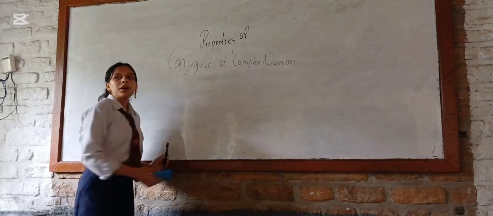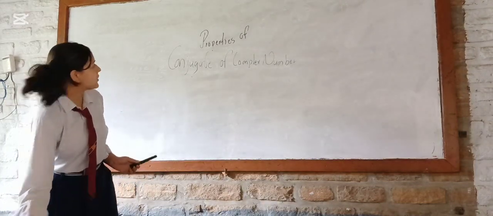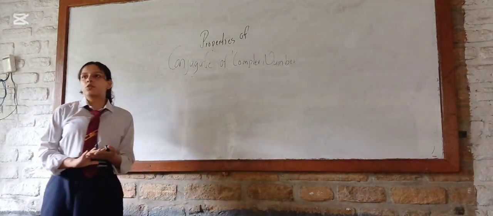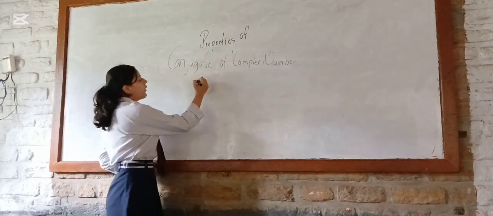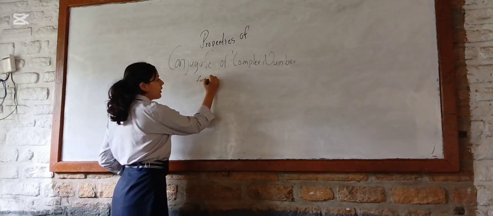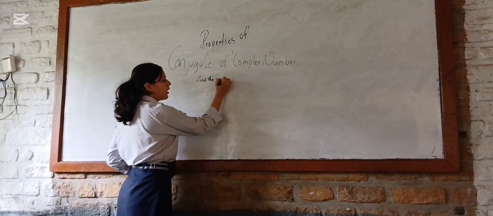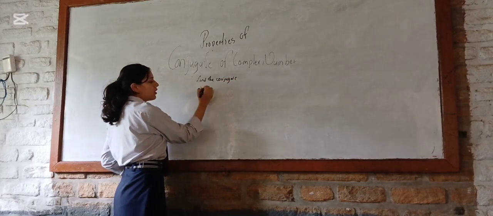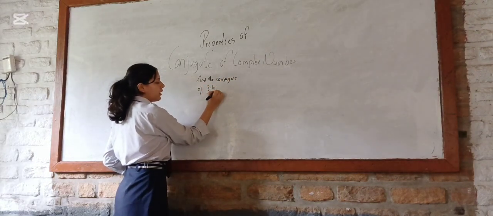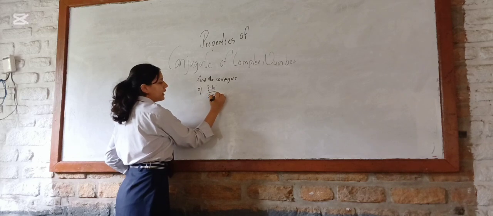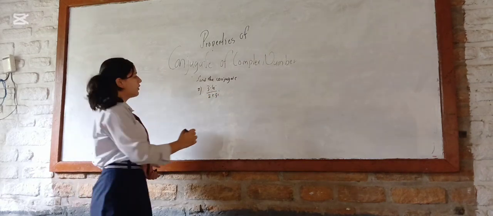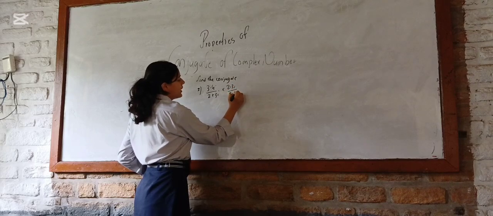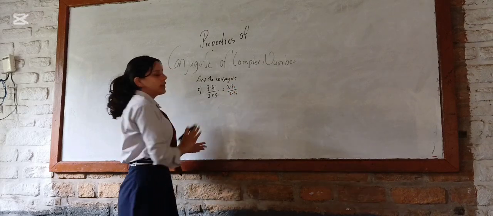Now I will talk about some of the questions that may be asked from the conjugate of a complex number. The first type of question that may be asked is to find the conjugate. You can be asked to find the conjugate of 3 minus 4i by 2 plus 3i. To find the conjugate, you just have to rationalize the denominator, and by solving, you can get the answer.